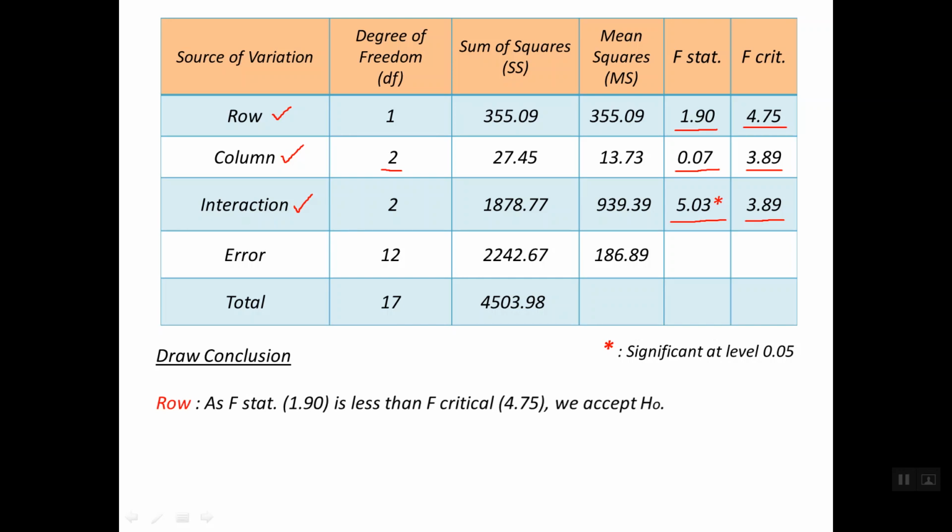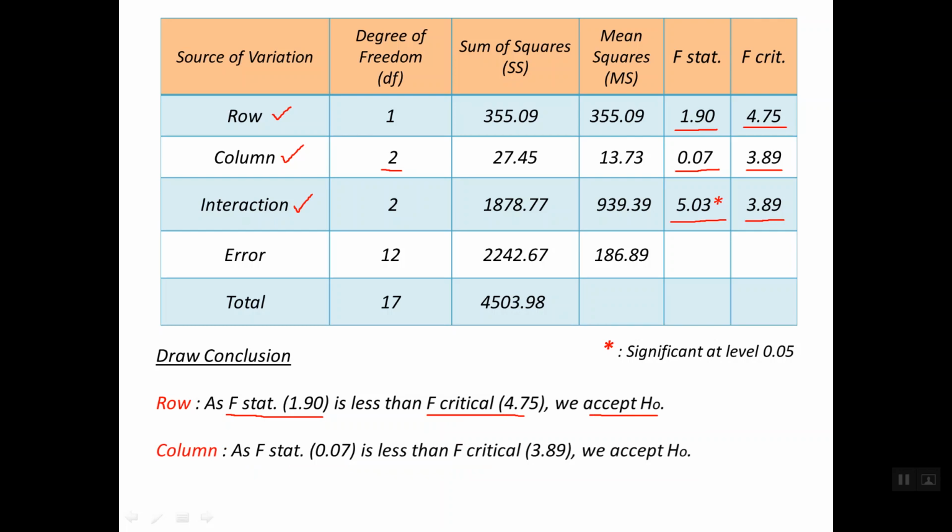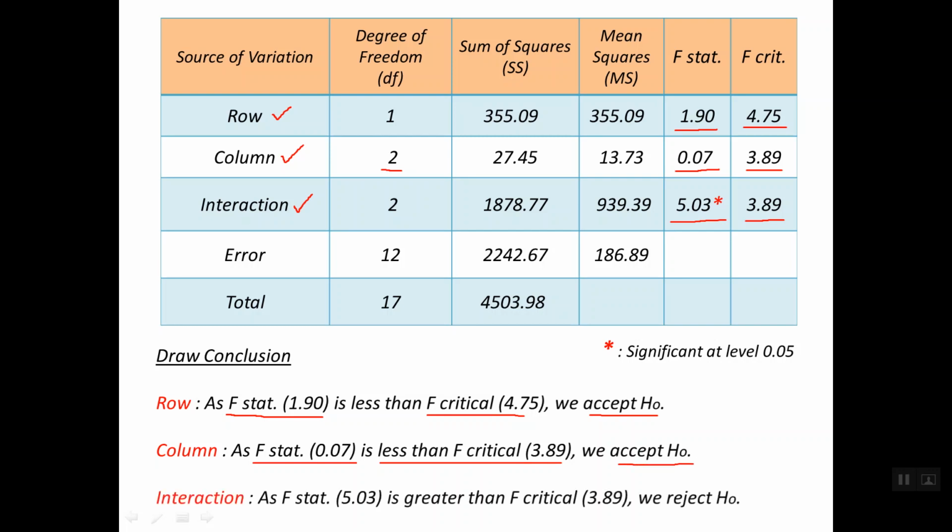So for the row, the value of the F statistic is less than the critical one, so we accept the null hypothesis. For the second factor, again the F statistic is less than the F critical, so again we accept the null hypothesis. While for the interaction, the value of the F statistic is greater than the F critical, so we reject the null hypothesis and accept the alternative one, which states that there is an interaction between the two factors.